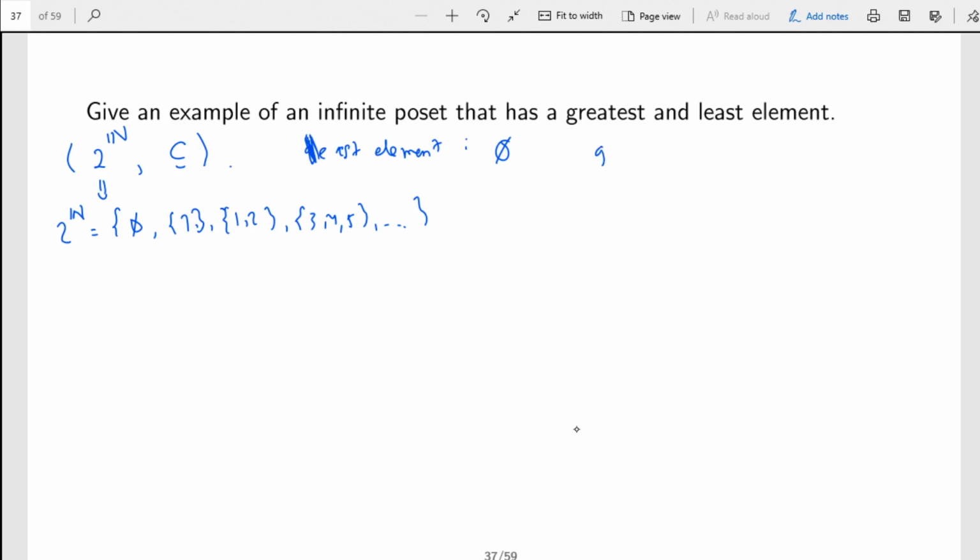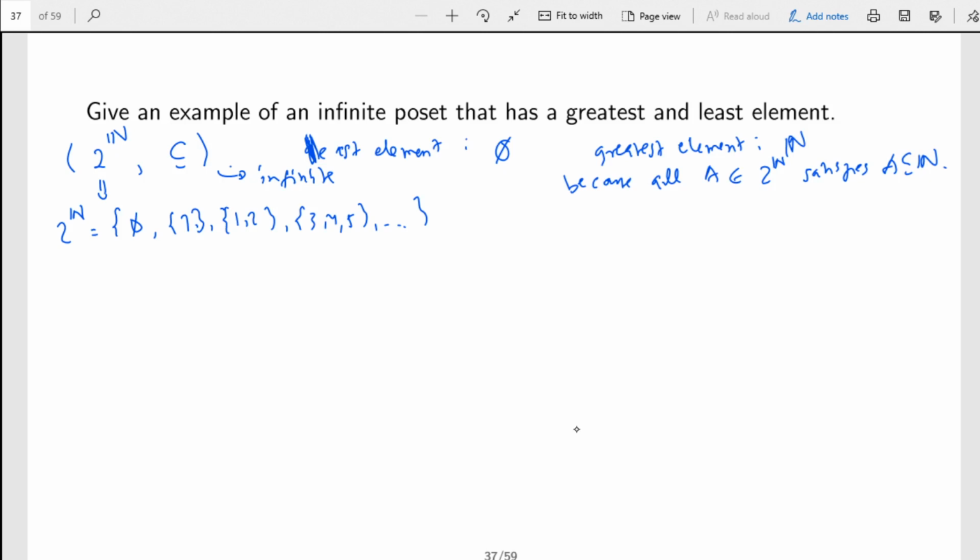And then the greatest element is the set of natural numbers itself, because all sets A in here satisfy A as a subset of the natural numbers. And clearly this is infinite, right? So we have an infinite poset with the greatest and least element. So this is one example.